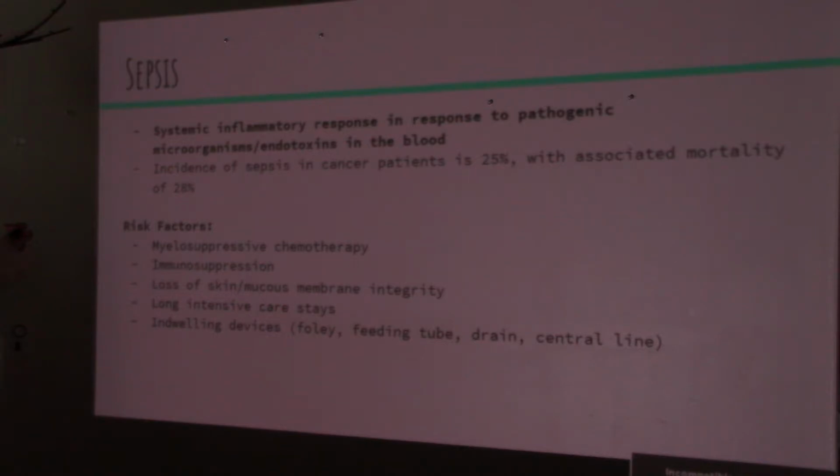Some really high risk factors are immunosuppression like we talked about, and myelosuppressive chemotherapy, so that's suppressing the bone marrow, like with all those blood cancers. Also loss of skin or mucous membrane integrity, so that's sores in the mouth, not having good nutrition, skin breakdown, long intensive care stays, and again, indwelling devices.